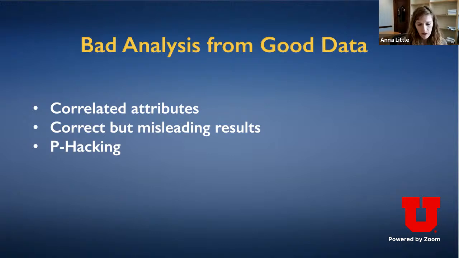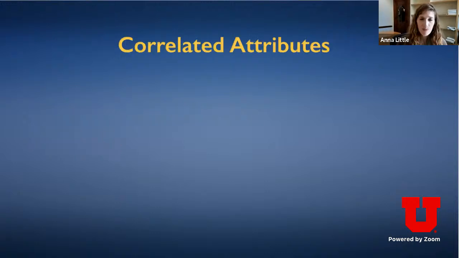And we'll talk about three things related to this, which are correlated attributes, correct but misleading results, and p-hacking, which we talked about briefly, well, I don't know, a while ago now, towards the beginning of class. But let's start with correlated attributes.